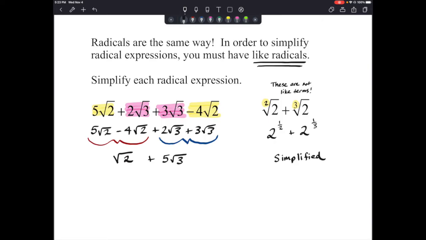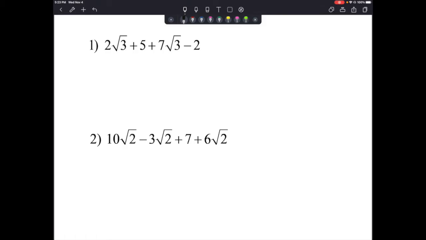All right, let's move on. We've just got a few problems here to work through. When you feel good about it, you can move on. They're obviously going to progress in difficulty as we work through the lesson.